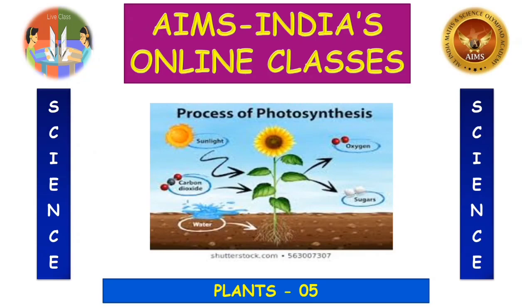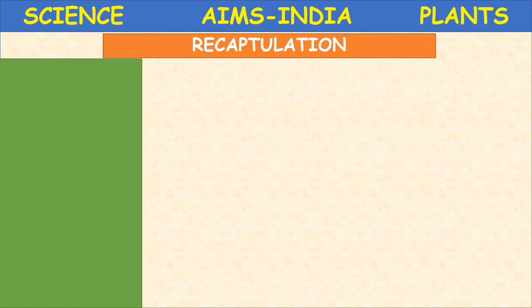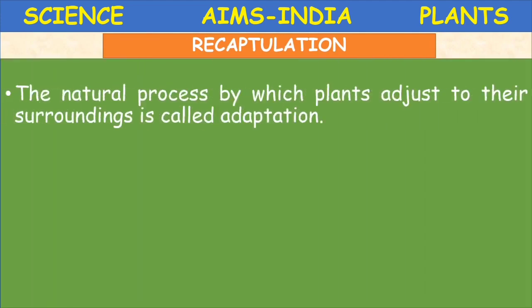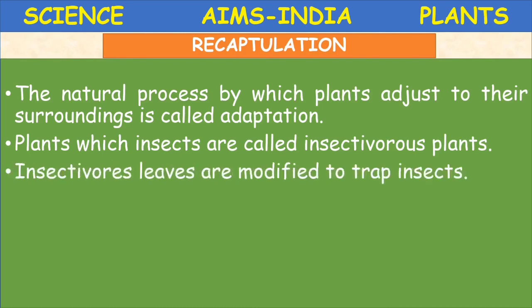Clear children? Okay. So before going to our original class, let us just have a recapitulation about what we have learned from the previous topic. Okay children, I am going to read it for you. Just follow me. The natural process by which plants adjust to their surroundings is called adaptation.